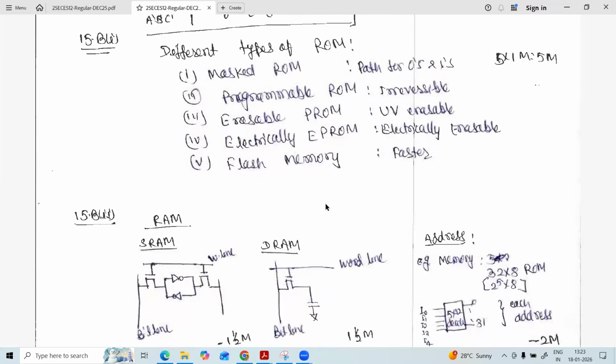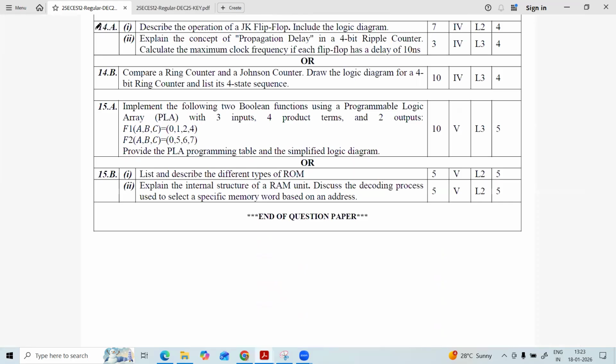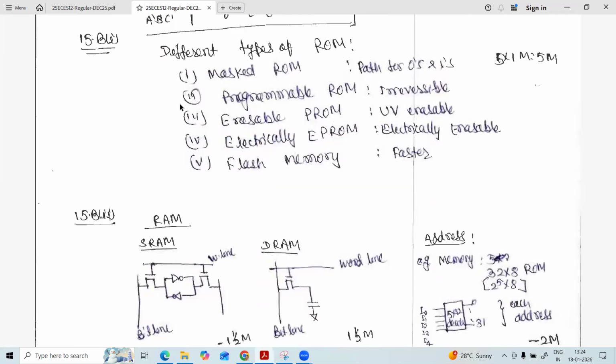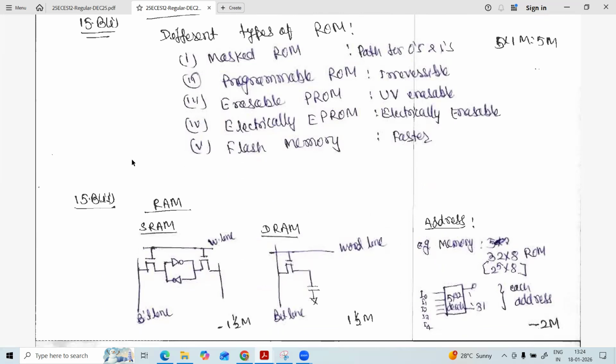So the last question is about the theoretical parts, that is, list and describe the different types of ROM. And the second part of this is to explain the internal structure of the RAM unit, and discuss the decoding process used to select the specific memory word based on address. So first we'll see the different types of ROM.